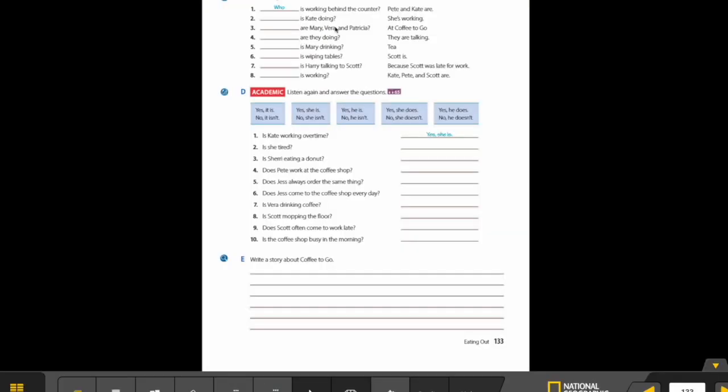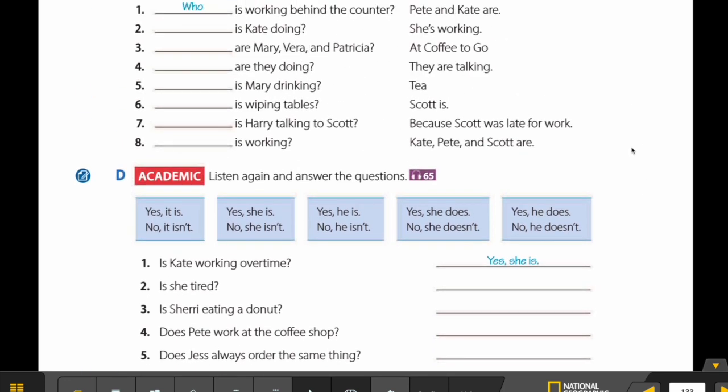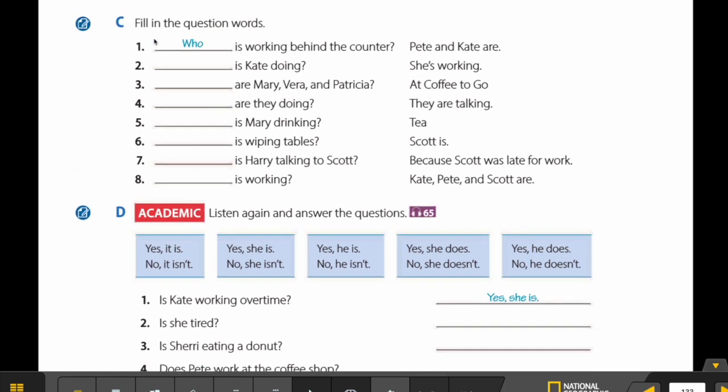Now we're doing exercise C on page 133. Again, this exercise 3 is based on the story. Fill in the question words. For example, you have the answer Pete and Kate are. So who is who? The answer should be who, right?